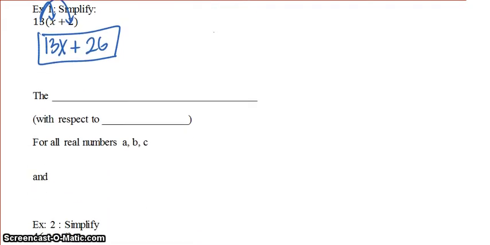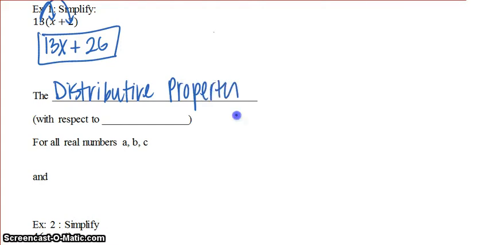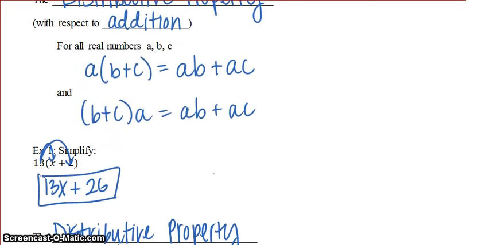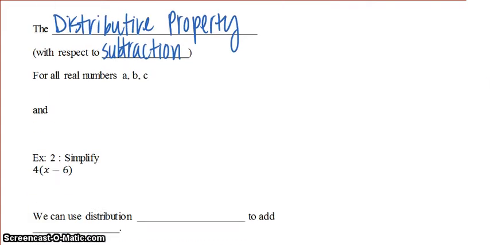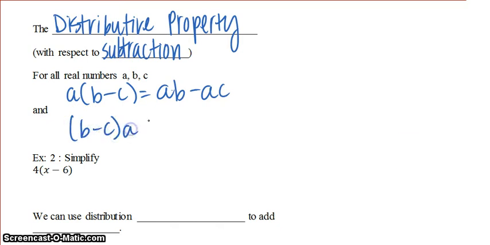So we're going to go, and hopefully you've guessed it, we're going to do the distributive property with respect to subtraction. And basically looking at what we had before, it's the same thing, but instead of the addition we have the subtraction. So if a, b, and c are all real numbers, then a(b - c) is the same as ab - ac. And again, those are being multiplied if you did not realize that, okay? They're next to each other. And then (b - c) times a gives us ab - ac.